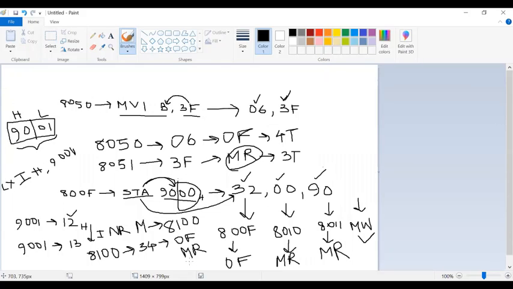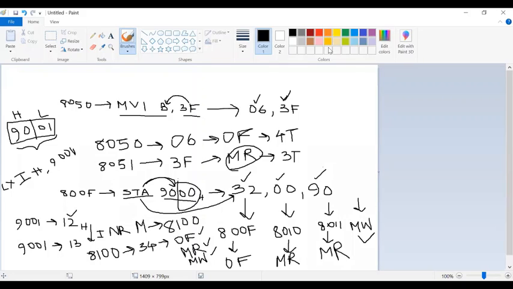After incrementing this data by 1, it will be stored into the same memory address 9001. So what will be the machine cycle name? Is it memory write? Yes, memory write machine cycle. So 3 machine cycles are required. The first one is opcode fetch, second is to get the data, and third is to increment the data and store that data into the same memory location, the memory write machine cycle. So 3 machine cycles are required.